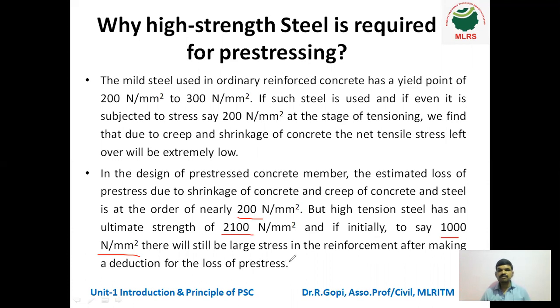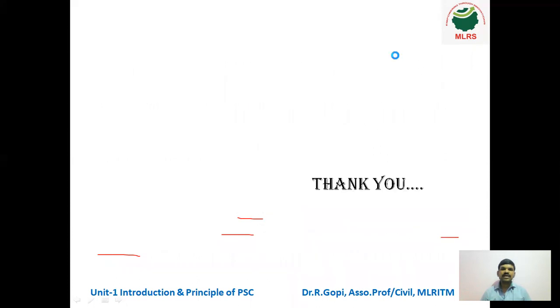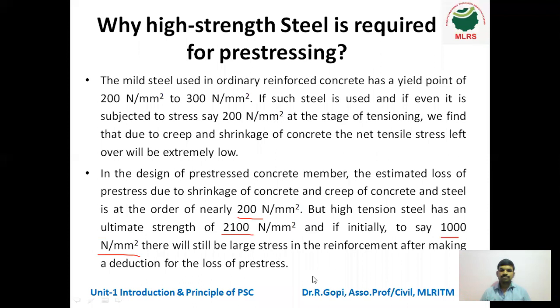Losses will occur in both pre-tension and post-tension members. Initially we give, say, 1000 kN, but finally it is not 1000 kN; after some period there will be losses of 100 or 200 kN. Those losses we have to study in the second unit. These are the reasons why high strength concrete and high strength steel are used.